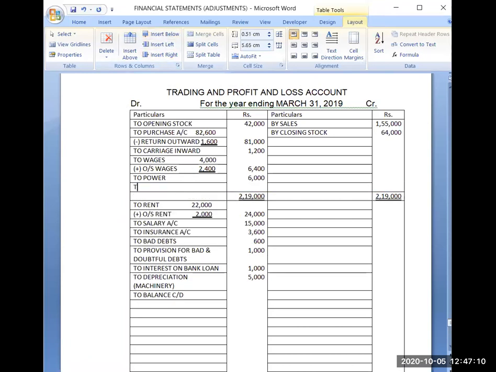Here I will be writing gross profit, and now I will be calculating gross profit. So this gross profit will be 0, then 0, 0, 2, 4, 6. So here I will mention 400.